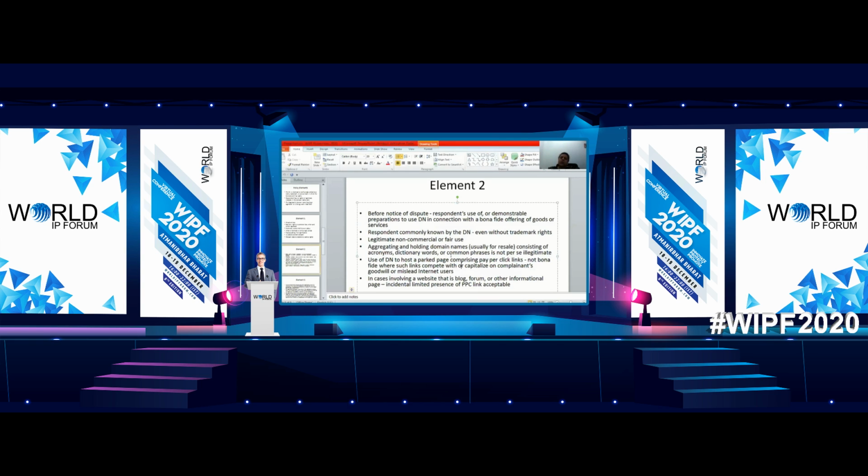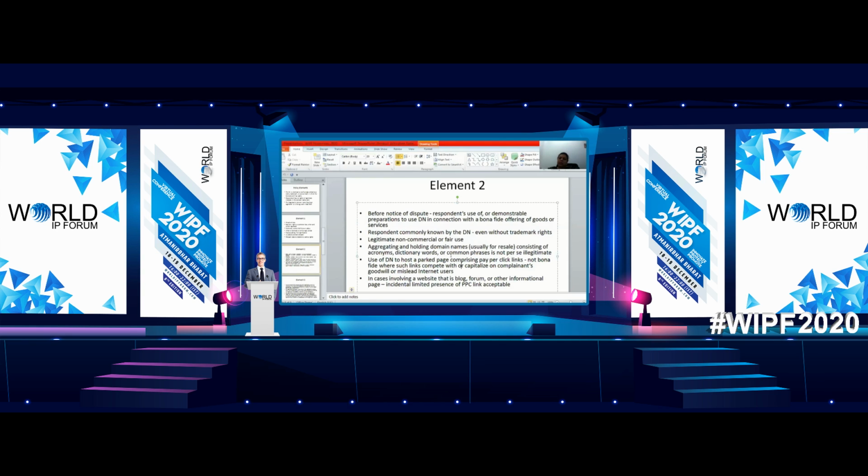Another element which will show that the respondent did have rights is that he was commonly known by the domain name. It does not mean that he needs to have trademark rights in the same. It could be a name, it could be an acronym, it could be a nickname. But if the respondent is able to show that I was known by this domain name, even if it happens to be identical or confusingly similar, he would be protected against the complaint.